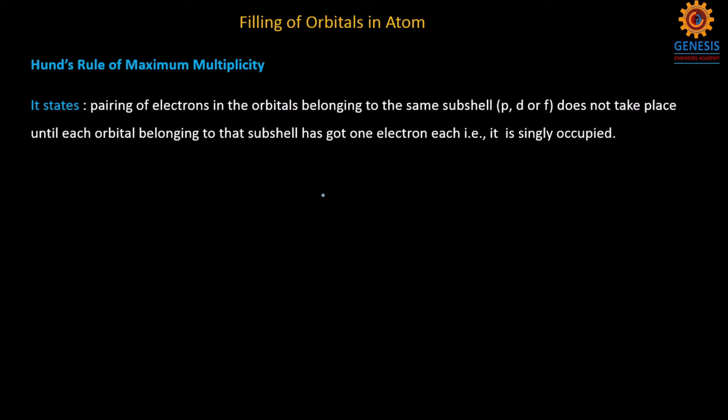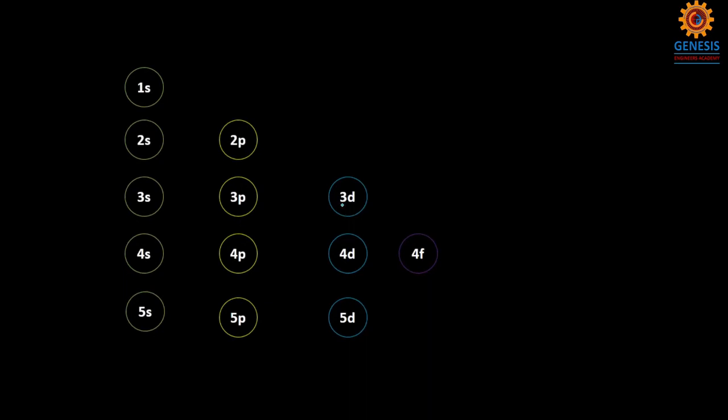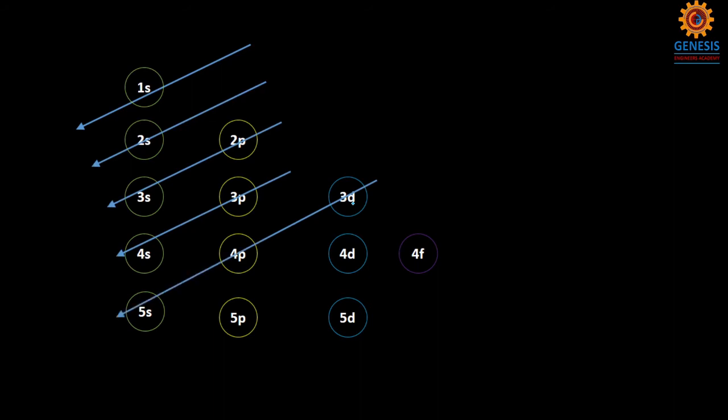Next one is the rule also called the diagonal rule. 1s, then 2s, then 2p, 3s, and then 3p, 4s, then 3d, 4p, 5s. Like that you have to fill up. So generally we write like this: 2s, 2p, 3s, 3p, 3d.